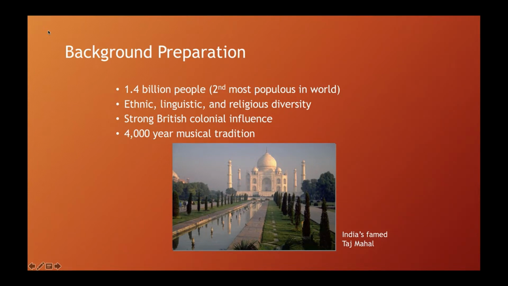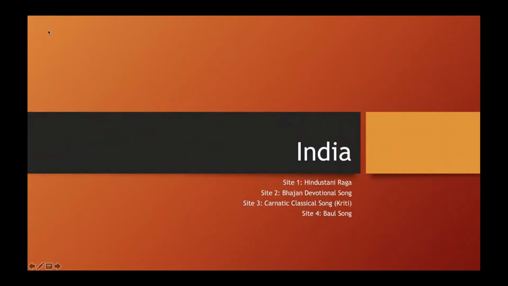It was a British colony. The official language is English, and there's still a strong British colonial influence. And it's one of the oldest musical traditions in the world, going back 4,000 years. In the photo, you see India's famed Taj Mahal. So first, we will start with Hindustani Raga from the north.